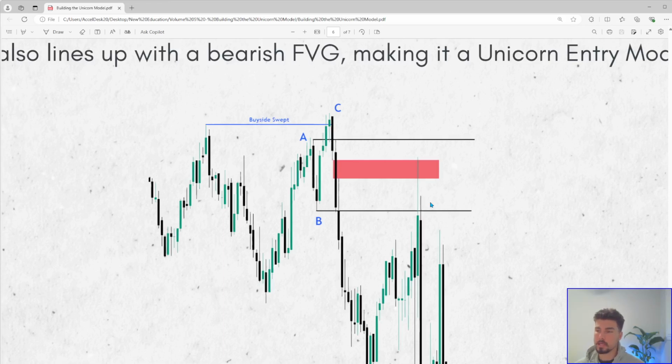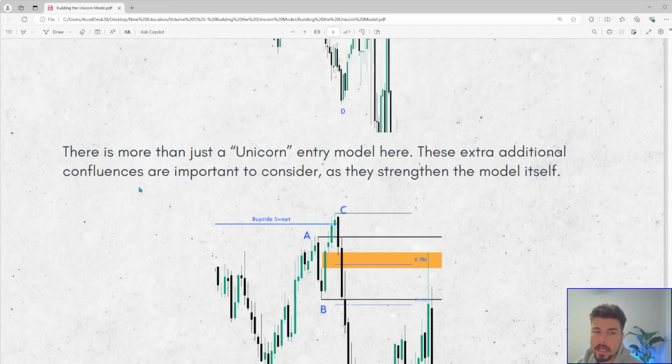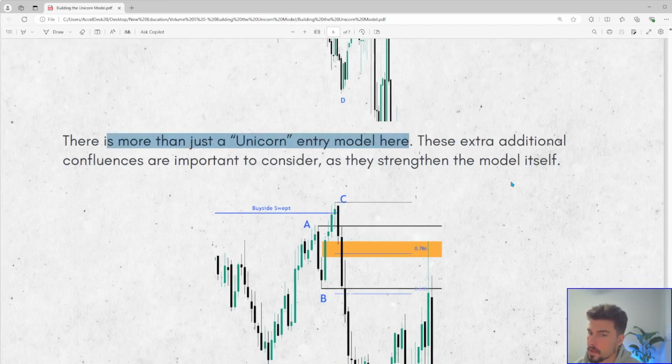So if you want to use a unicorn model, what I like to do is pair this with other concepts. Not just, oh yeah, I want to look for A, B, C, D. What are the PD arrays that are supporting my price action? Why should price get there and why should price go there? That's important to keep in mind. So let's get into it here. Again, there is more than just a unicorn entry model. There's additional confluences and they're important to consider.